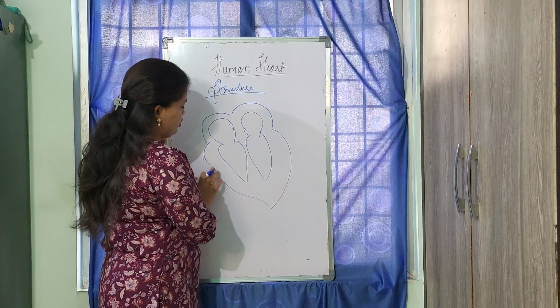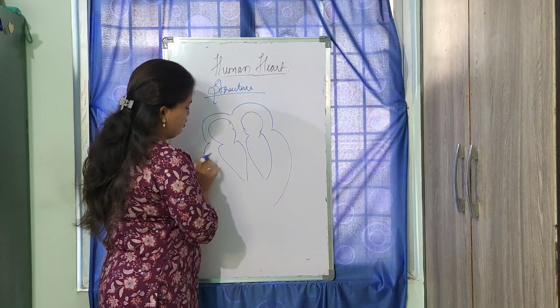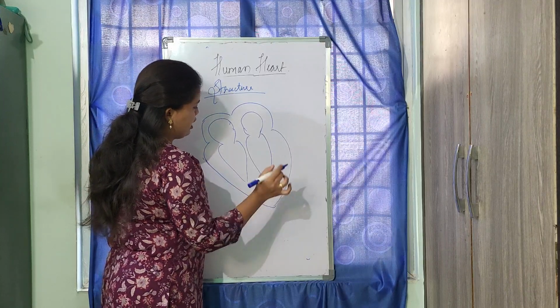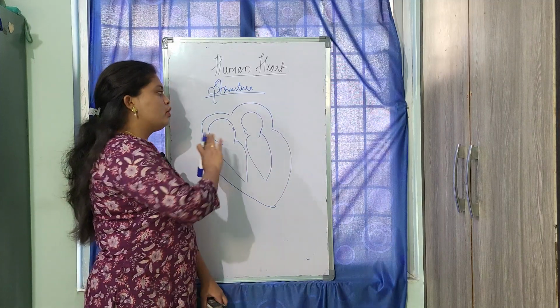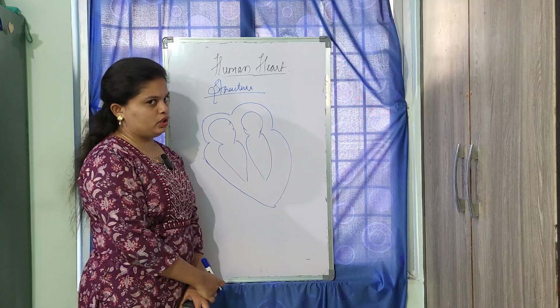The heart is four chambered. It is a four chambered heart. We are mammals, and all mammals have a four chambered heart. Let me give you a brief once over of how these structures are.